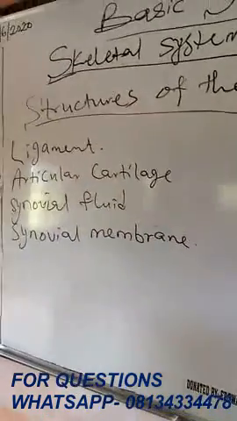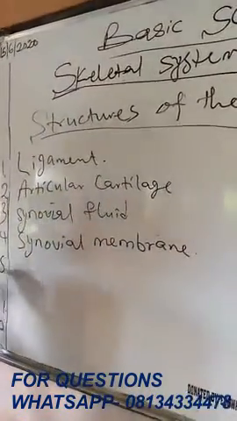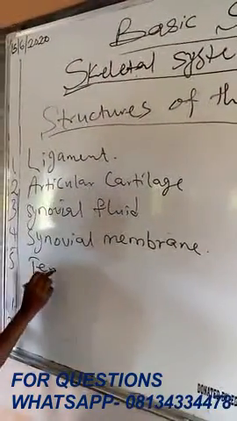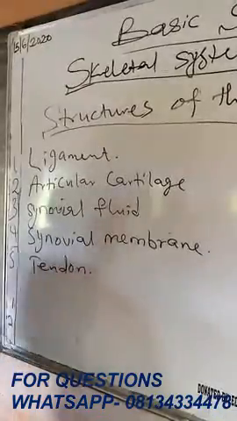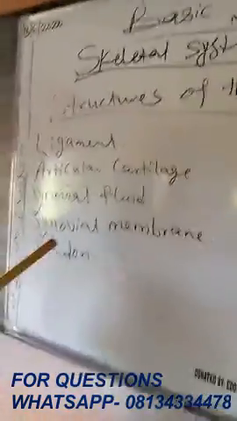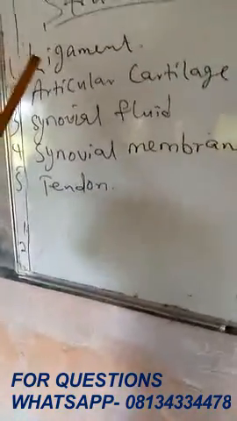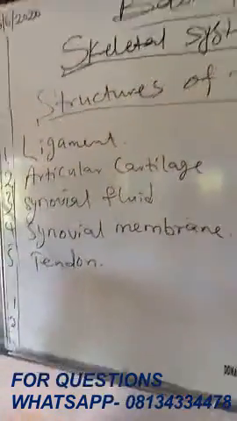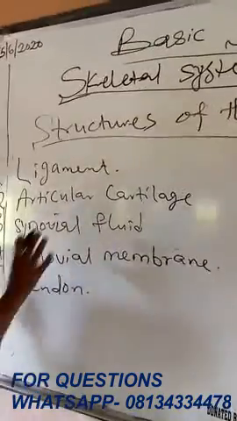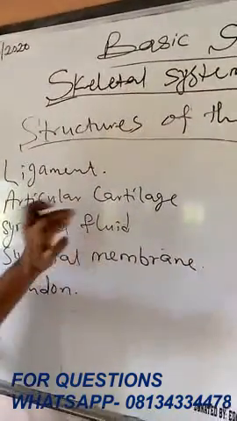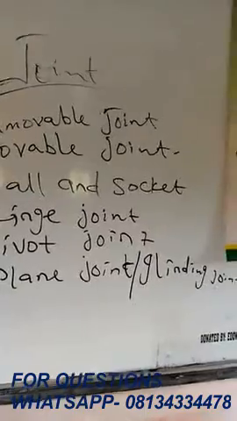Now, the last one, there are 5 in number. These are the structures of the joints, the structures at a particular joint, or the structures that form a joint.